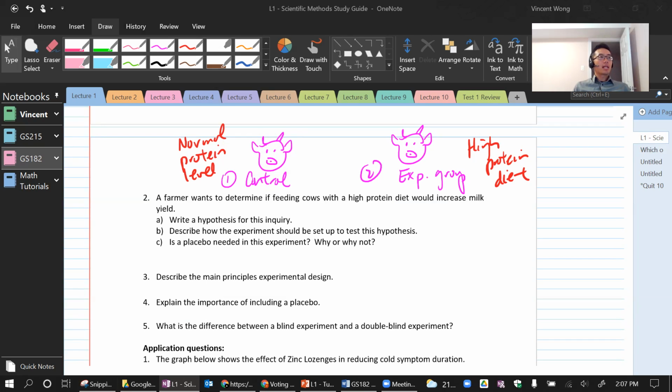Okay, most people say we do not need a placebo. Does anybody want to explain to the class why we don't need a placebo for this experiment? Anybody?